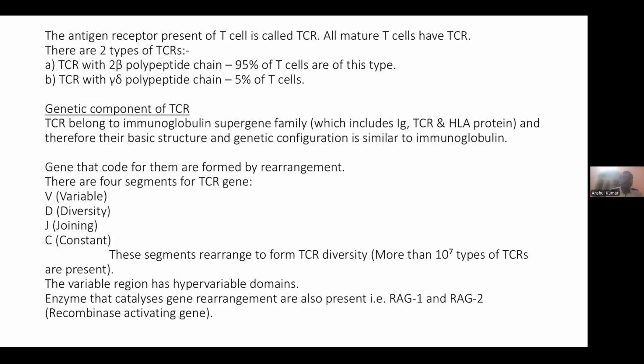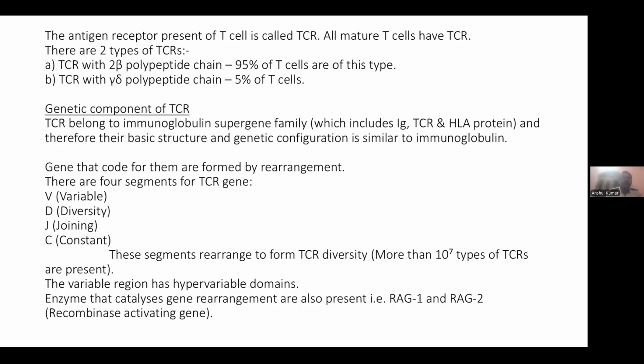by rearrangement. There are four segments of the TCR gene: V stands for variable, D for diversity, J for joining, and C for constant. In immunoglobulin also these genes are present, and these segments rearrange to form T cell receptor diversity. They are mostly responsible for the diversity, meaning the variations in the T cell receptors, and because of the recombination of all these four genes, more than 10 to the power 7 types of T cell receptors can be made.